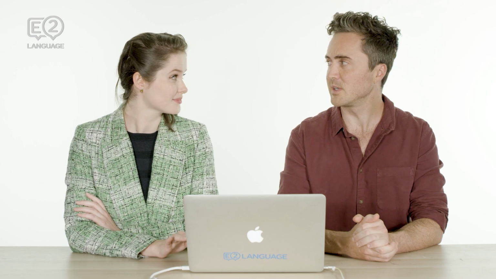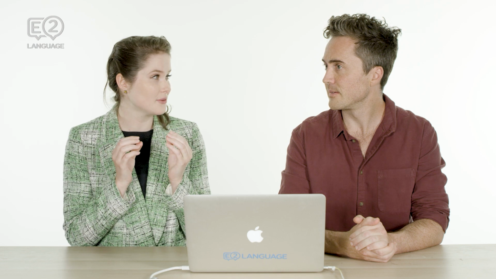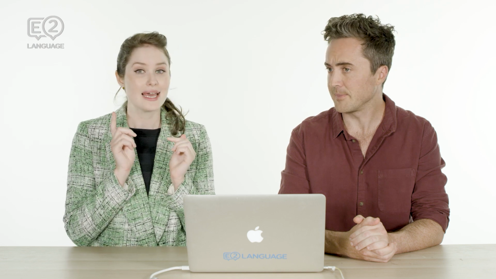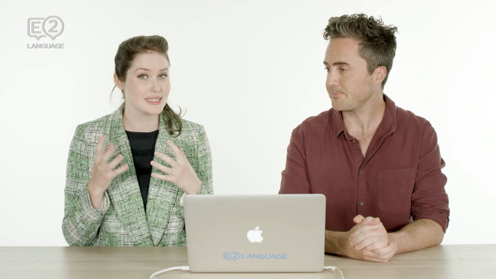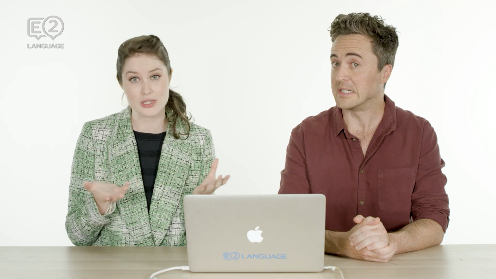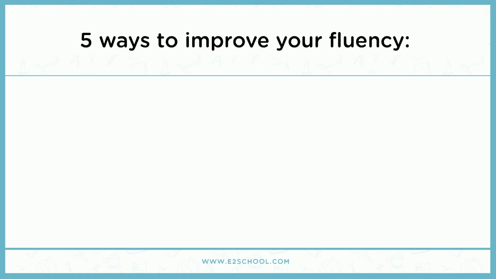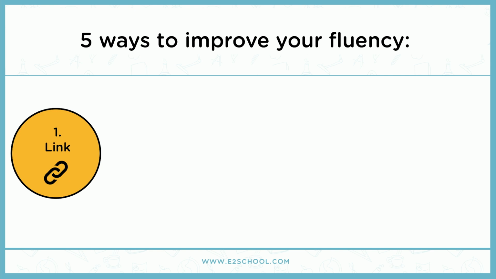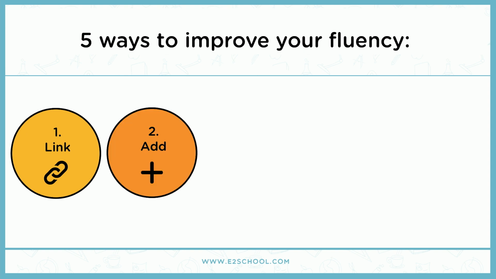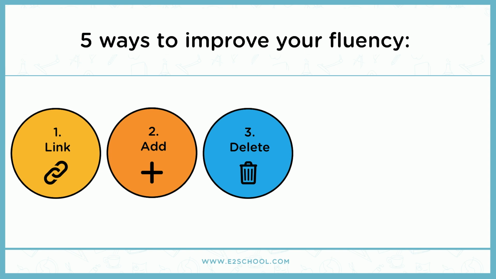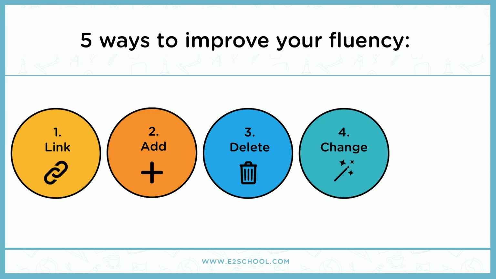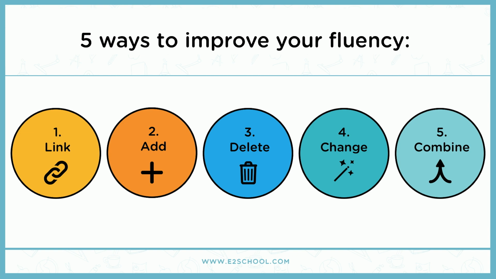Wait. What is fluency? What does this mean? Well, fluency is how we join sounds together when we speak. In fact, it's one of the key things to sounding natural when you talk. Nice. This is important. So, the first way, and one of the most common ways that we sound more fluent, is by linking sounds. We also add sounds, we delete sounds, we change them, and we combine them.